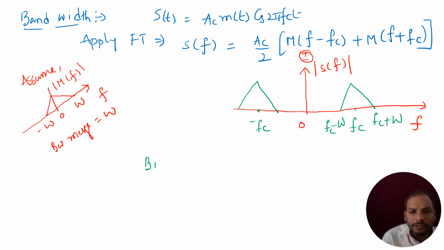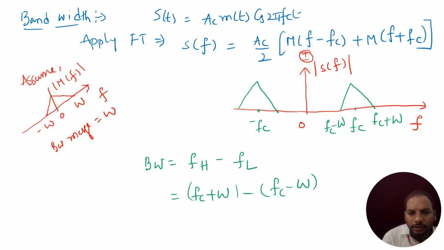So now bandwidth is simply given as the higher frequency component minus the lower frequency component. However, you need to consider only positive frequencies. So that means fc plus W, the higher frequency component, minus fc minus W, which is equal to 2W. So this is the bandwidth of the DSBSC signal.